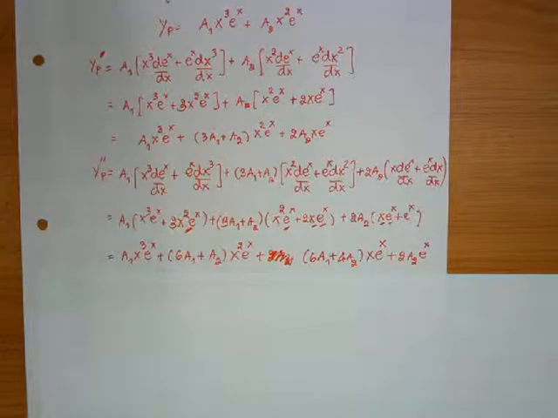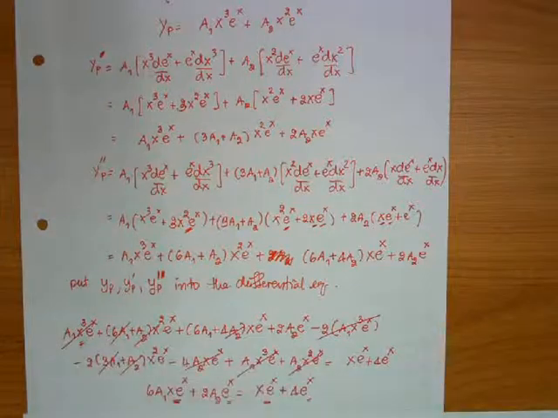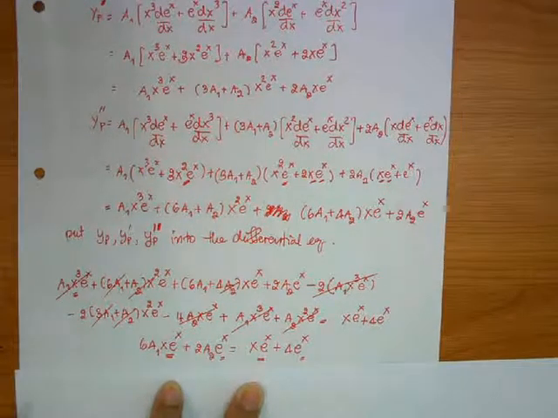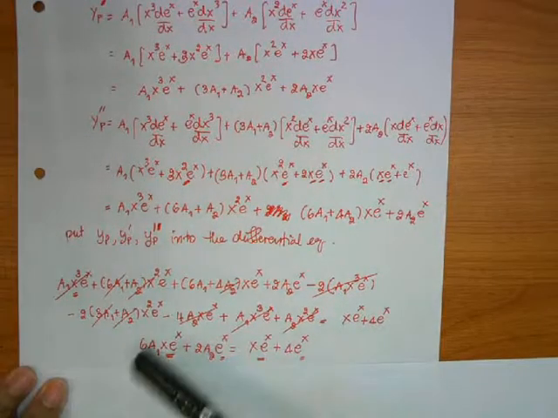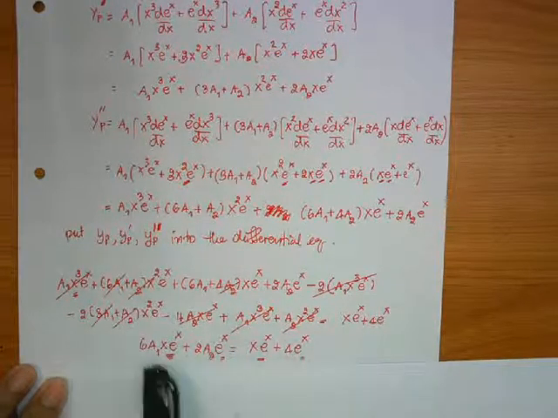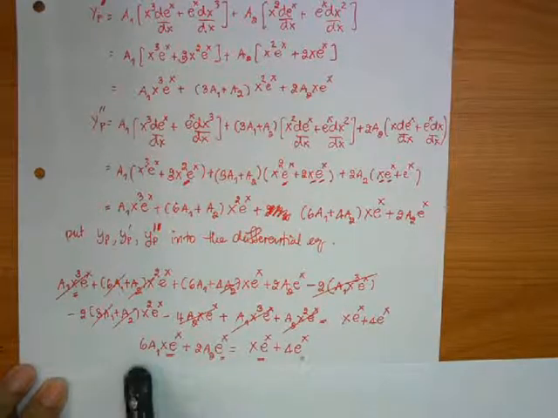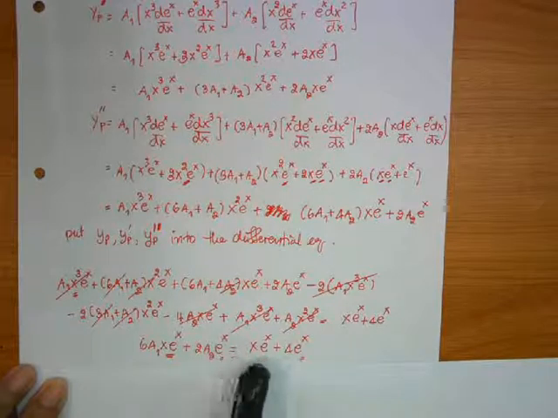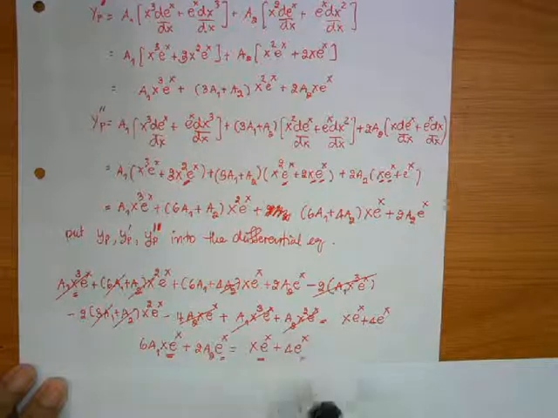And then you plug the value of second derivative, first derivative, and yp back into your differential equation. And here we go. You would get something like this. And then you would see that so many terms are cancelled out. And then you would end up with the easy simple one, which is 6a1x times exponential of x plus 2a2 exponential of x equal to x times exponential of x plus 4 exponential of x.